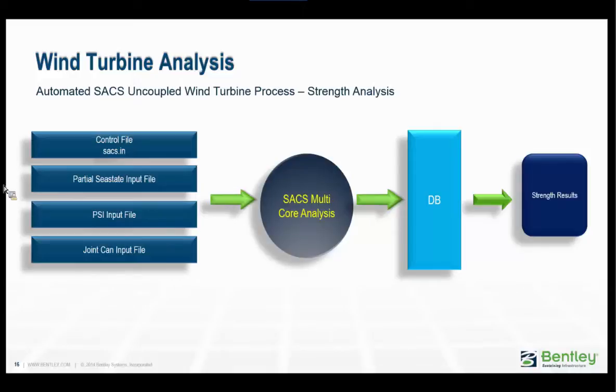So basically you've got to look at millions of unity checks, and you've got to figure out which are the critical ones. In this case, what you would input is a control file, very similar to what I showed earlier, and a partial SACS input file. This will contain your dead loads, any gravity loads that you haven't modeled, because you've got to combine these with your dynamic loads once you've done the dynamic analysis before you do a code check. You can also include your nonlinear foundation and a joint can input file to design your tubular joints.